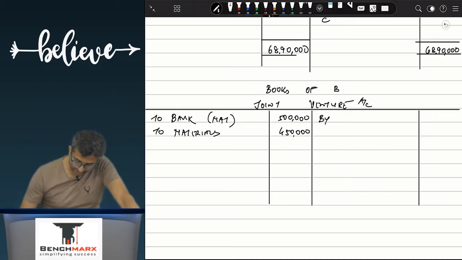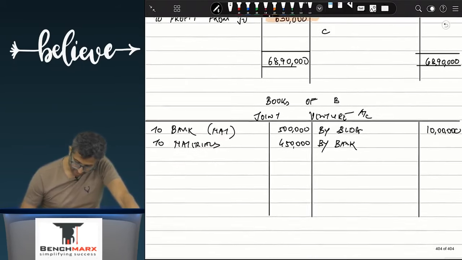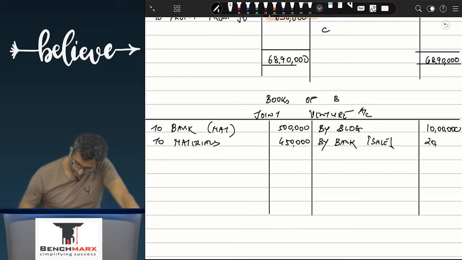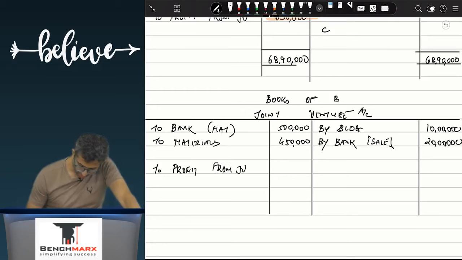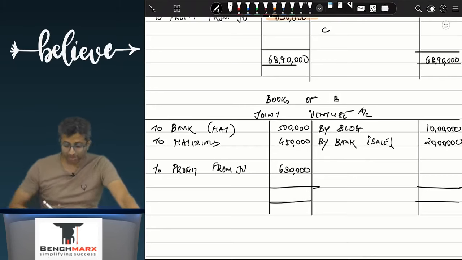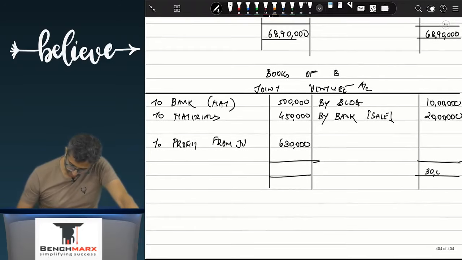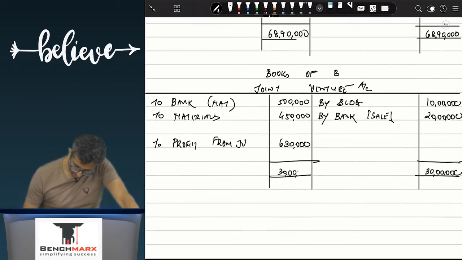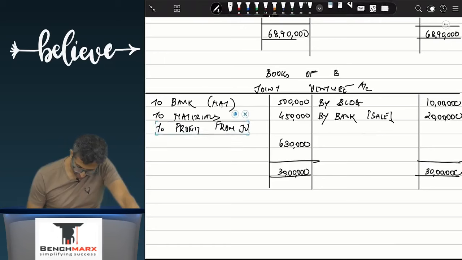Against that, what is B getting? Some building worth 10 lakhs. What is B getting? Some proceeds in the bank. So this is on account of sale. How much is that? But B also needs to get some profit from the JV. How much is that? So if I go to see, ideally B needs to get what? Just a second. 9 lakh 50 and 6 lakh 30. Needs to get 15 lakh 80, but he's already got 30. He has to give something to someone. So over here, this is 30. This is 30. And hence there is a balancing figure. To bank, I'll have to pay.